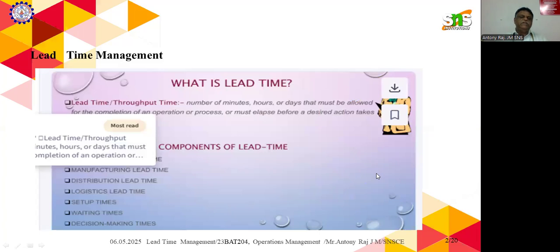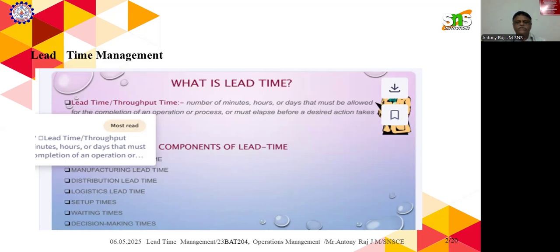Now, first of all, we need to understand what we mean by lead time. Lead time is actually a measure, and the measure can be in minutes, hours, or days, with respect to the starting and completion of an operation and process, that is, the time elapsed. Suppose you start a process, what is the start time? And once you complete it, what is the completion time? The time between both is called lead time.